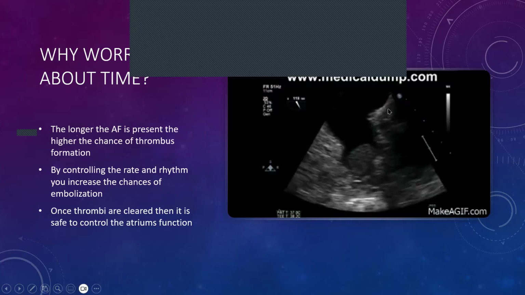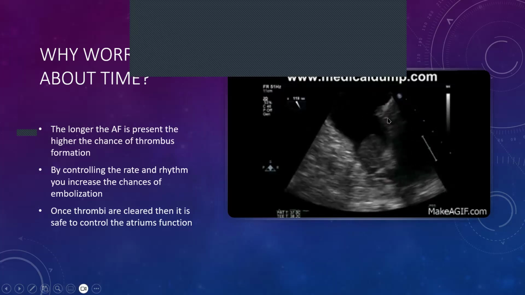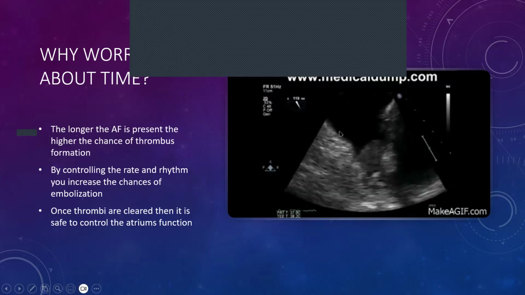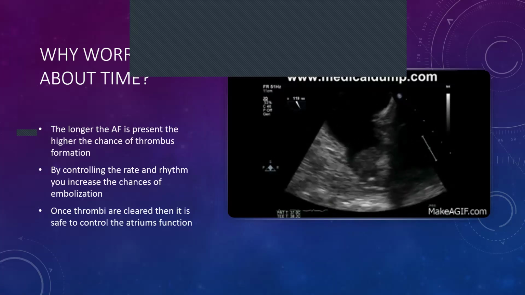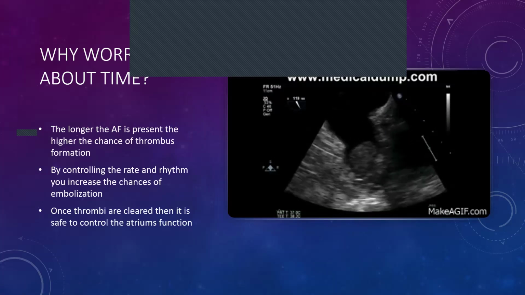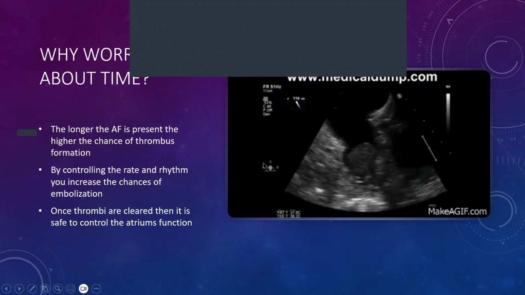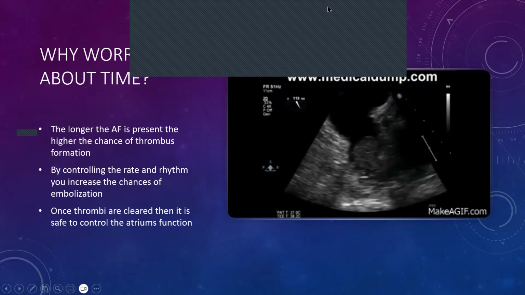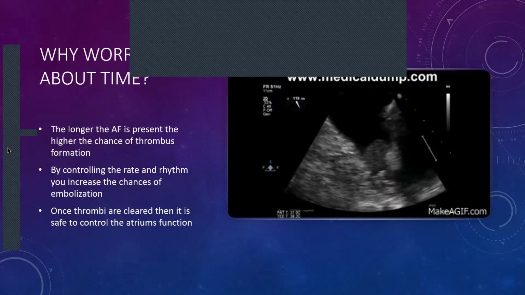So this is an atrium that is fibrillating. And what we know about blood is that when blood stays still or is not mobile, blood tends to clot, as we see here. Sorry, let's get that up again. So what we are seeing here is a thrombus in the wall of the atrium.